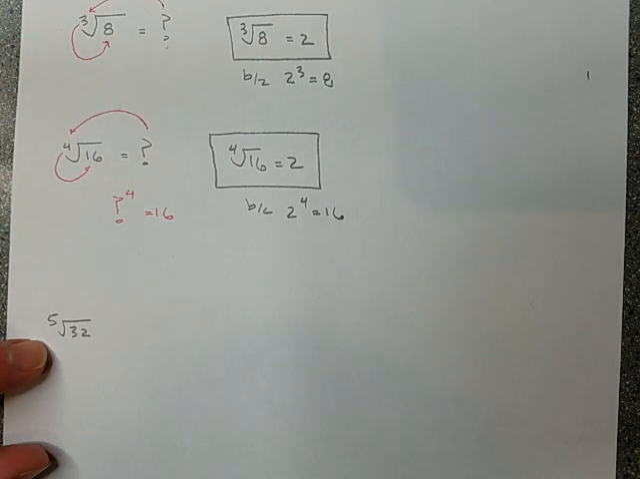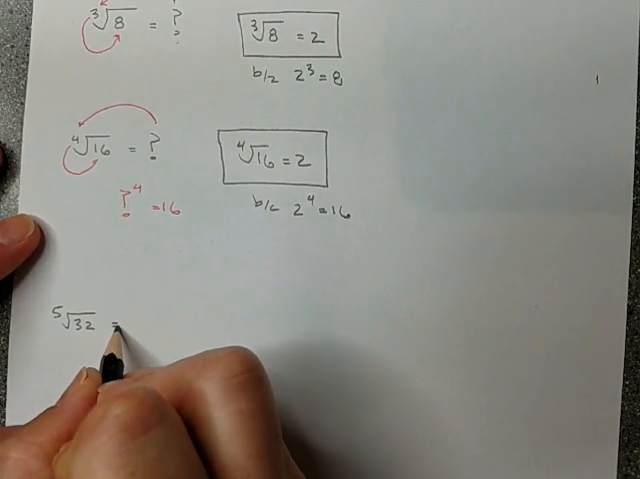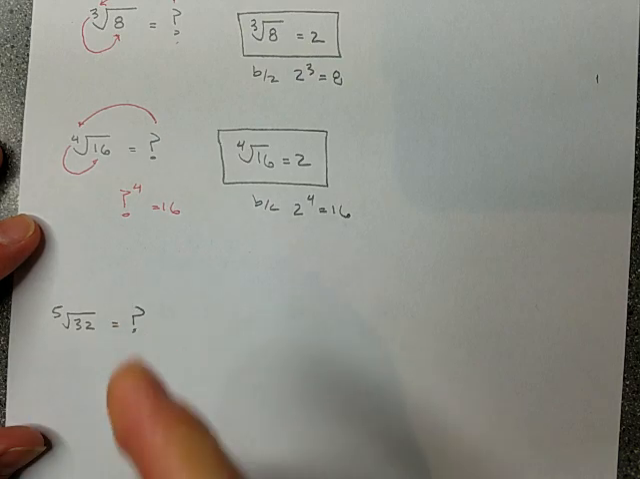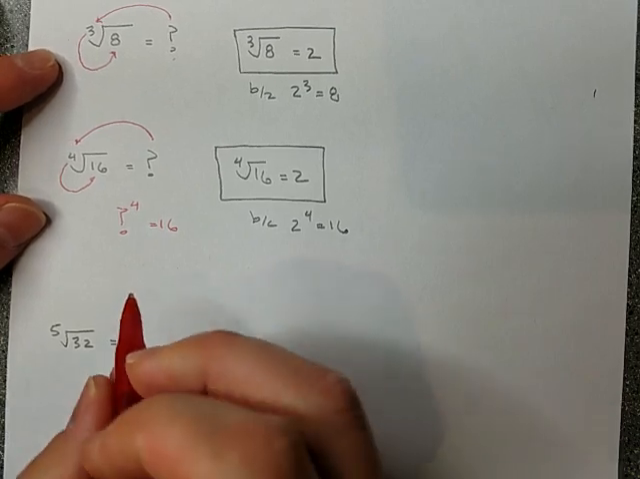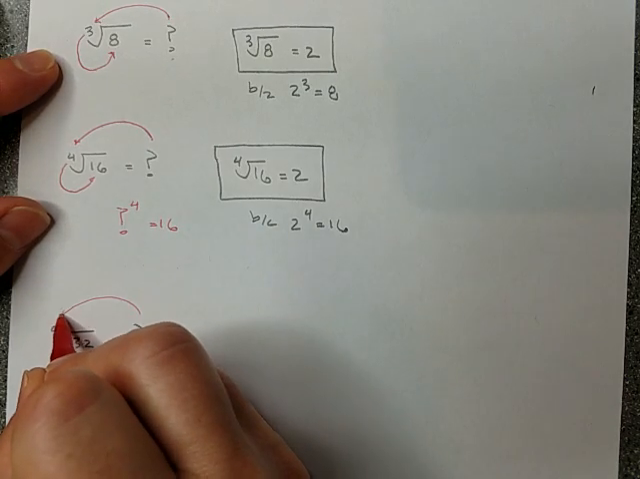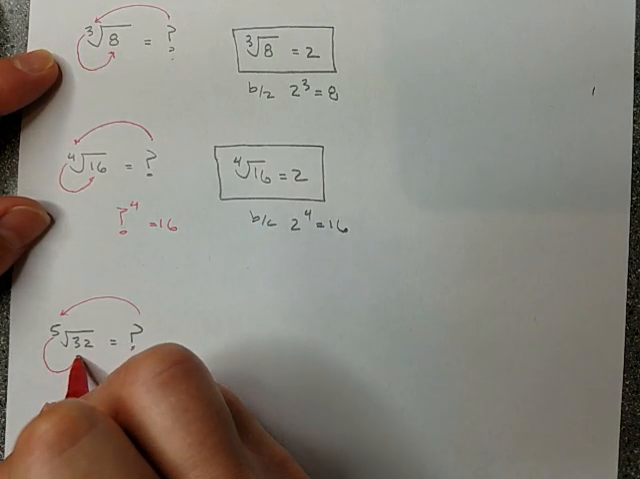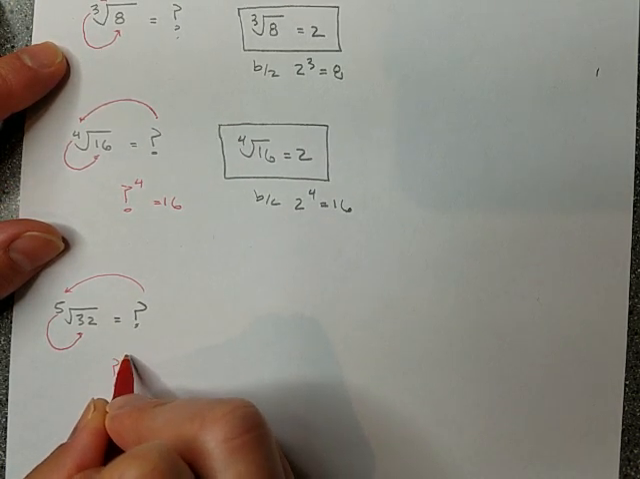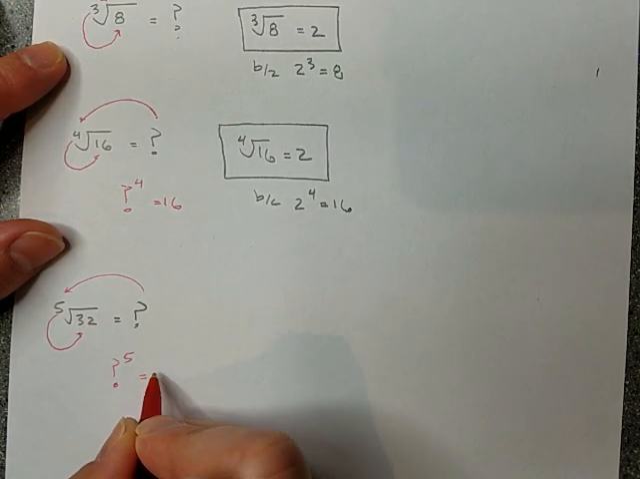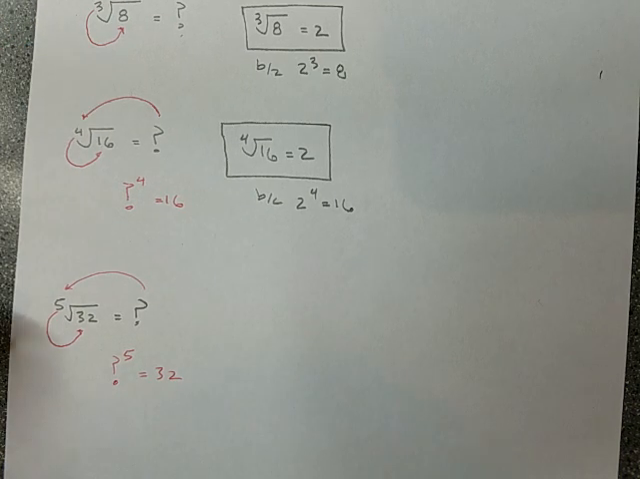The 5th root of 32. All right. Now, by now, you know what I'm going to say. Remember, all these roots have the same thought process. What number, if you raise it to the 5th power, is going to give you 32? That's the way I'm thinking about it. And I could just think about numbers till I figure it out.